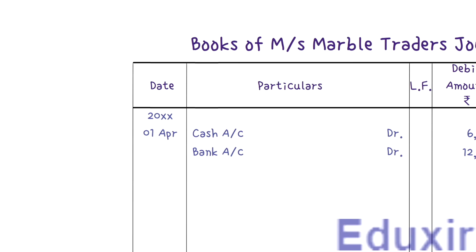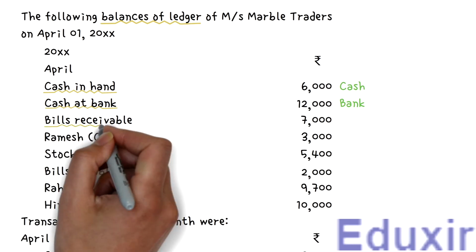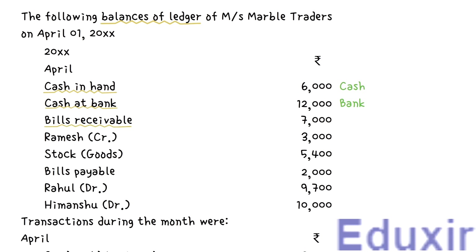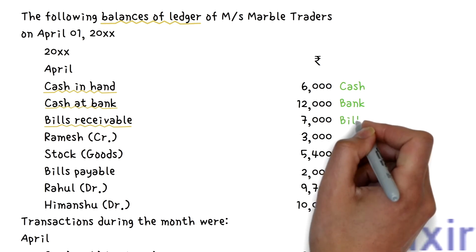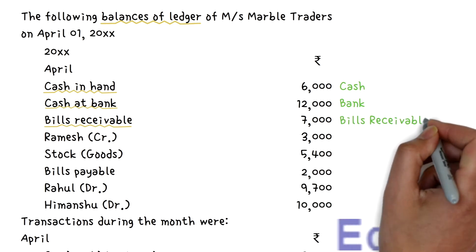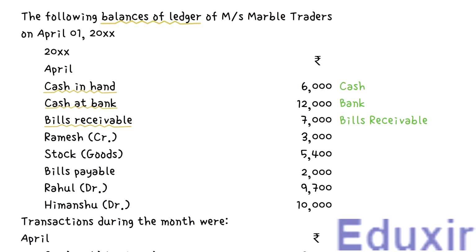Let us now take up the next balance. Here, the bills receivable balance brought down is 7,000 rupees. As you know, the bills receivable represents an asset of the business and should be recorded as an asset. With this analysis at our disposal, let us now proceed with the journalizing of this transaction.